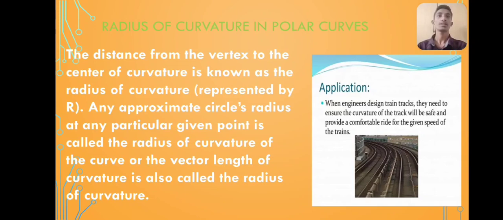Next we can discuss radius of curvature in polar curves. The distance from the vertex to the center of curvature is known as the radius of curvature, represented by r. Any approximate circle's radius at any particular given point is called the radius of curvature of the curve, or the vector length of curvature is also called the radius of curvature.